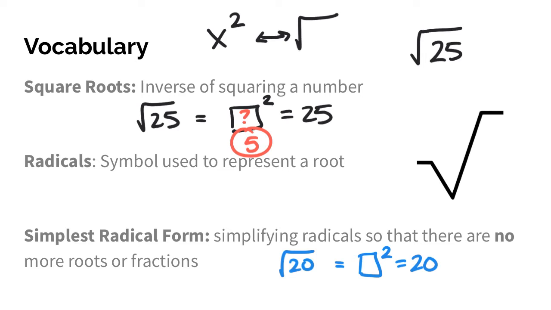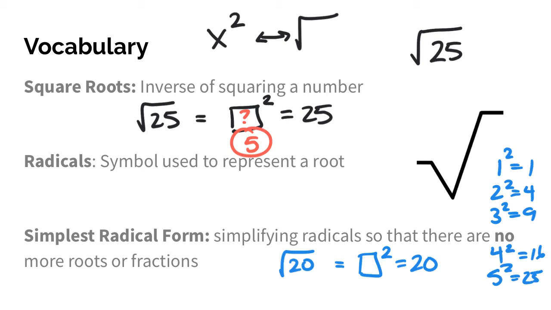But if I think of this, 1 squared would give me 1, 2 squared would give me 4, 3 squared would give me 9, 4 squared would give me 16, 5 squared would give me 25, and so on and so on. But notice here that there is no number 20 in my list. This is a list of what's called perfect squares. I don't see the number 20, which means when I take the square root of 20, there's not a whole number that I would ever get.